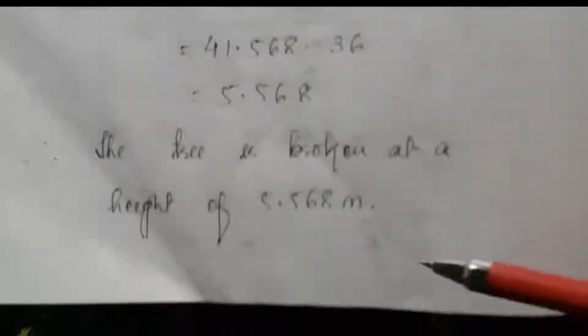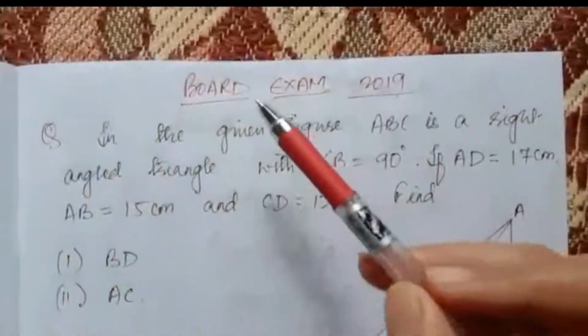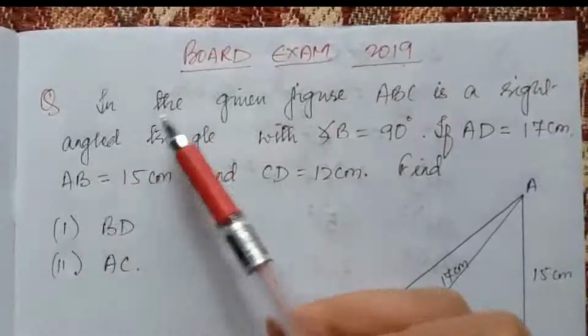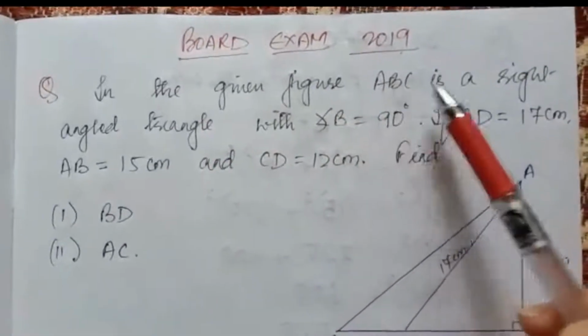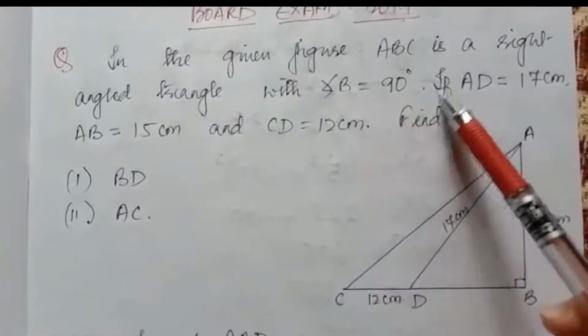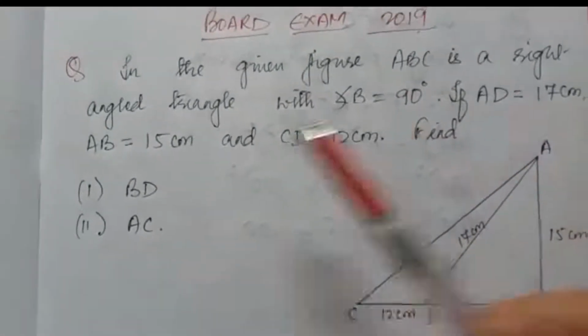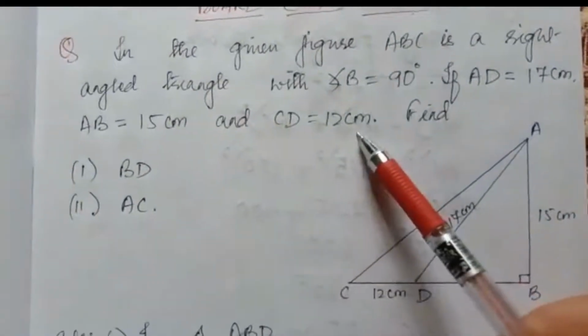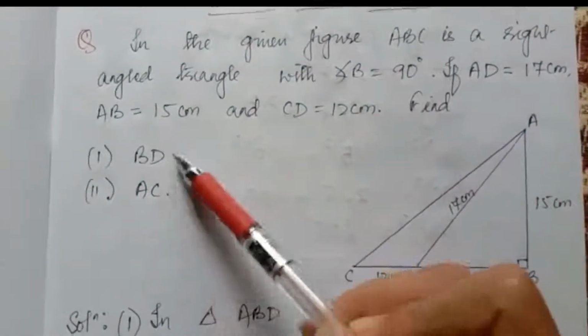So with this question, your chapter is over. Now we'll do one question, a last year board exam question. Board exam 2019. The question is: in the given figure ABC is a right angle triangle with angle B is 90 degree. If AD is 17 centimeter, AB is 15 centimeter and CD is 12 centimeter, find BD and AC.